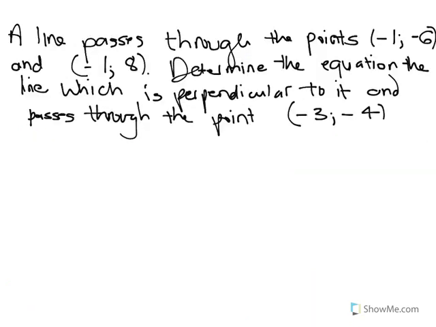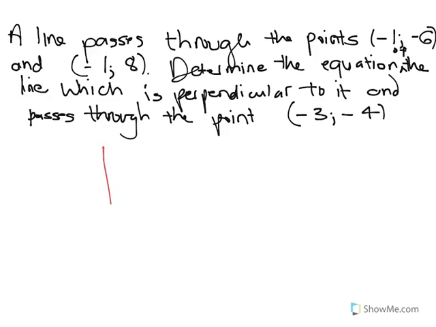Okay, I know it said that was the last example, and then I had a brainwave while I was about to upload this video. So one more. A line passes through the points minus 1, minus 6 and minus 1, 8. Determine the equation of the line which is perpendicular to it and passes through the point minus 3, minus 4.